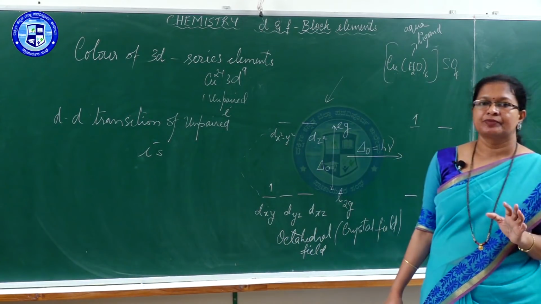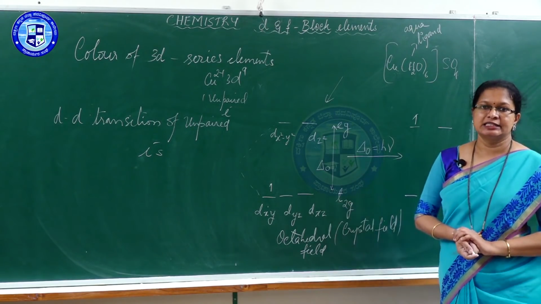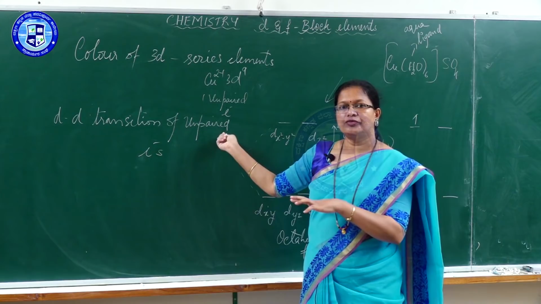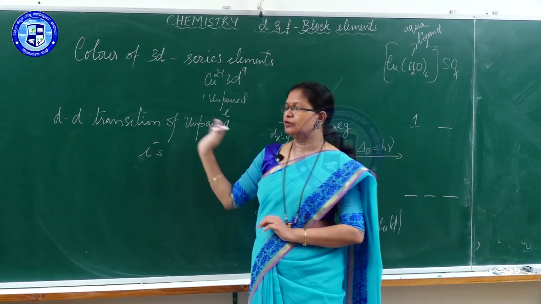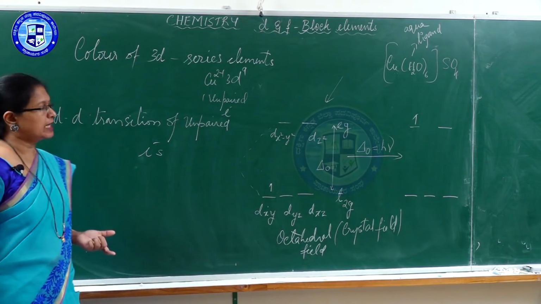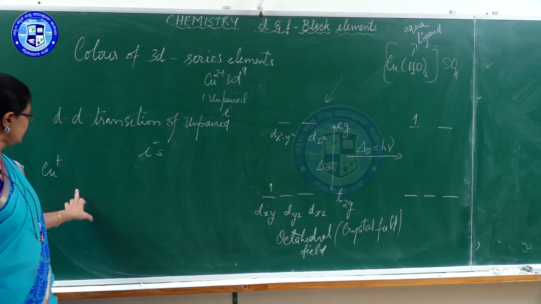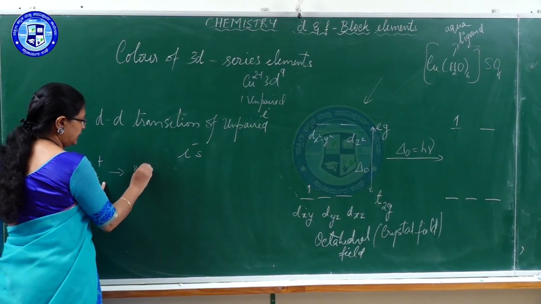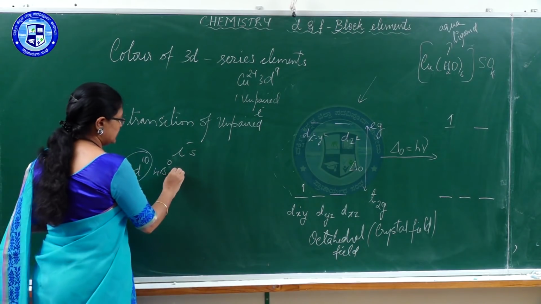Any of the elements, if it has an unpaired electron in its salt solution, then only it can exhibit color. One more question could be on this: what is the reason for the color of d block elements in salts? That is d-d transition of unpaired electrons. Now we have to see which elements or which salts with ions can exhibit color. Is the salt of the cupric ion colored? Cuprous ion has configuration 3d10 4s0. It has no unpaired electrons, so this is colorless, no color.